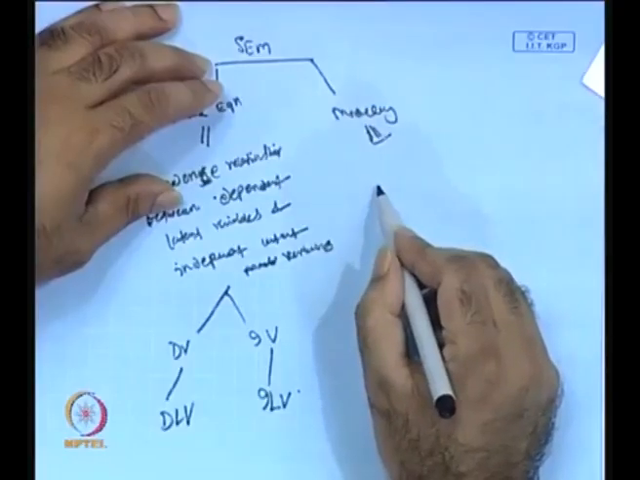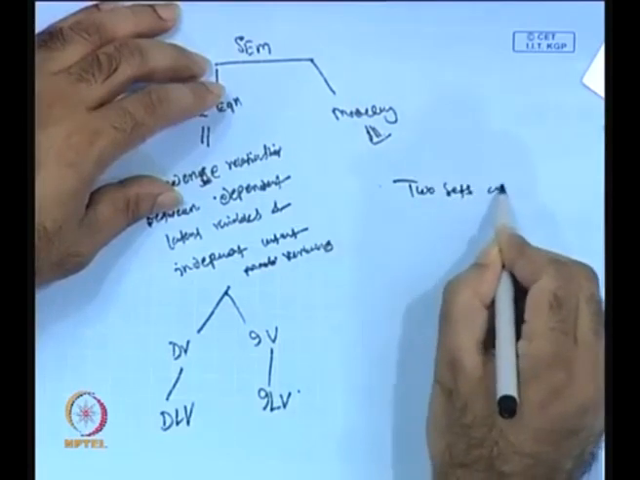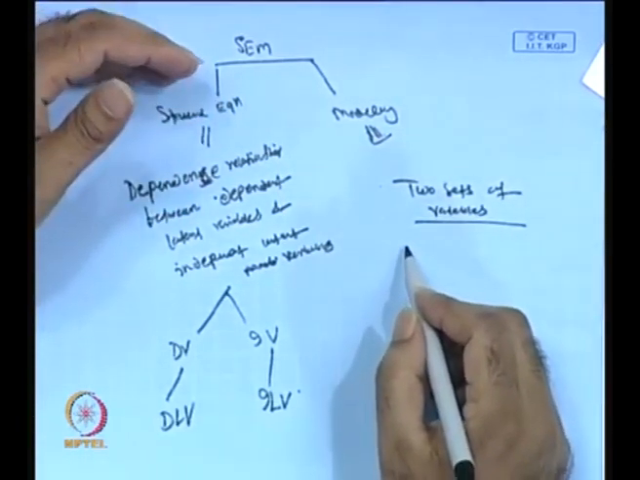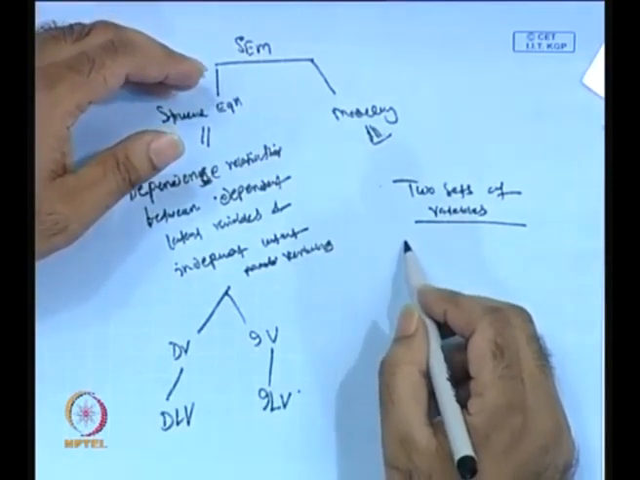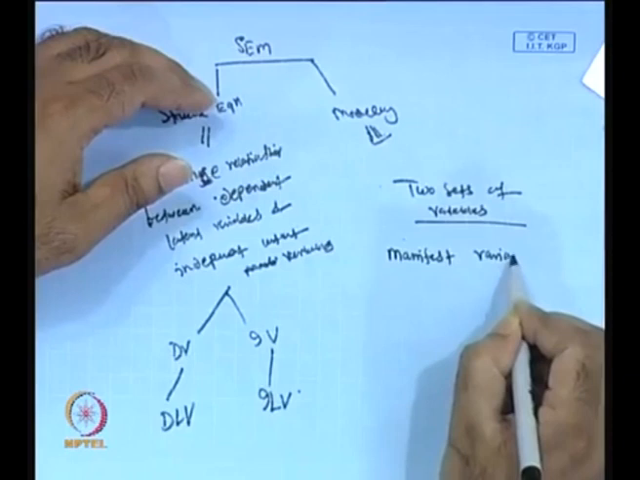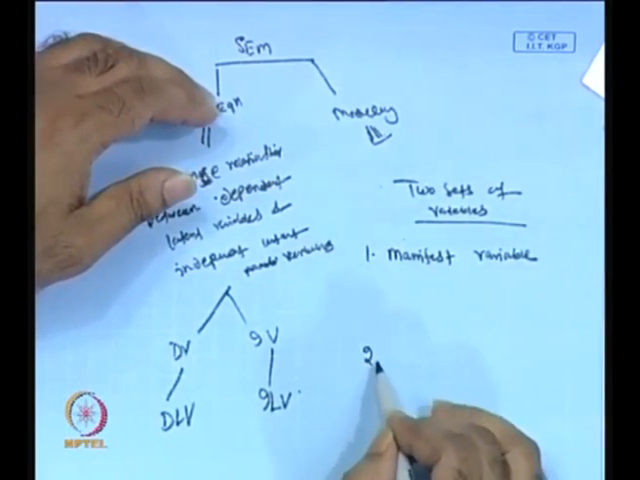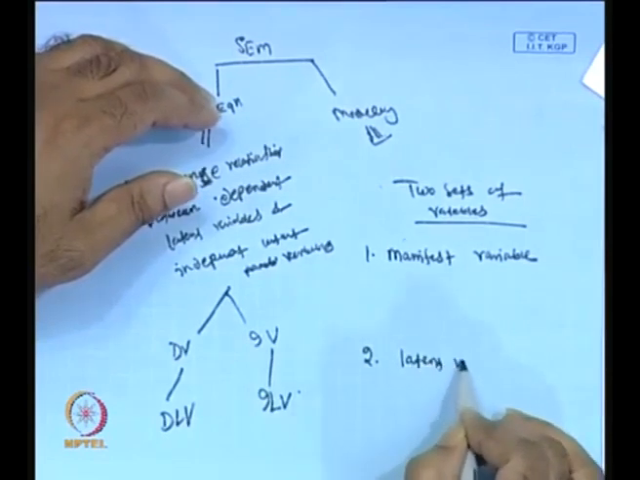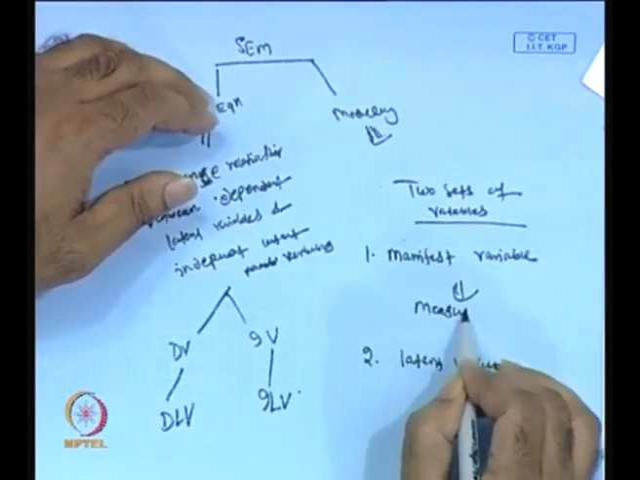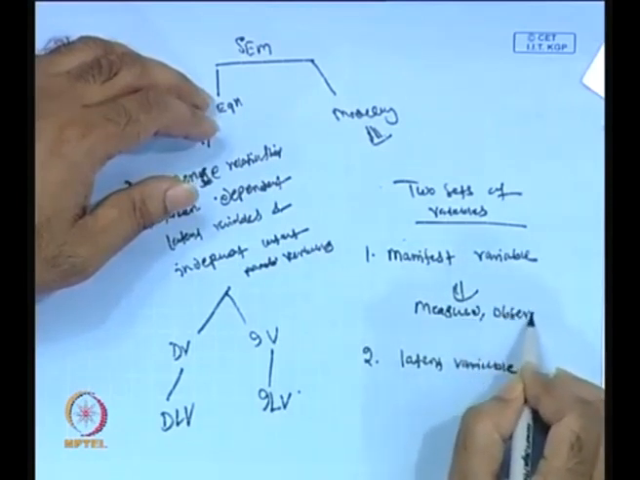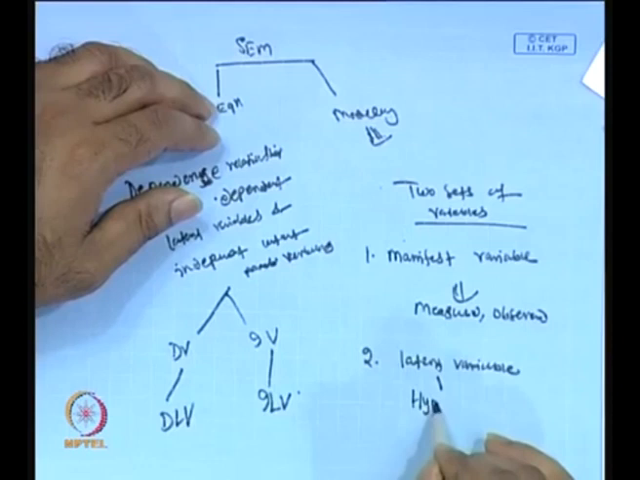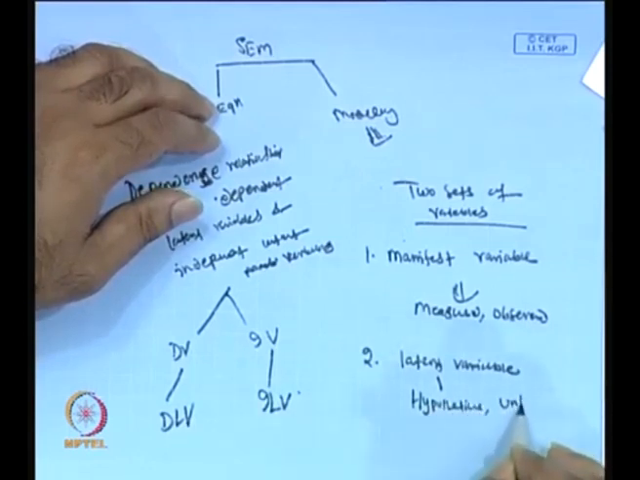In this particular structural equation modeling, there are two sets of variables. Like in simultaneous equations we call them endogenous variables and exogenous variables, here we call them manifest variables and latent variables. Manifest variables are otherwise called measured variables; they can be observed. The latent variables are basically hypothetical and unobserved.